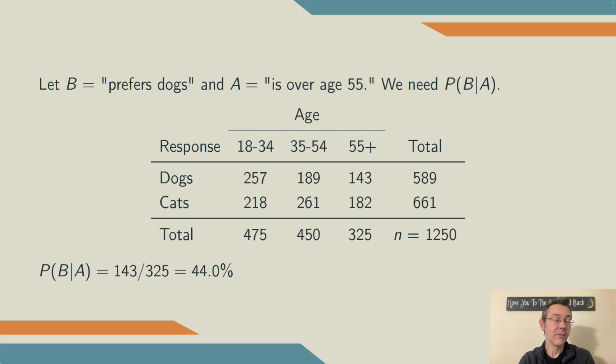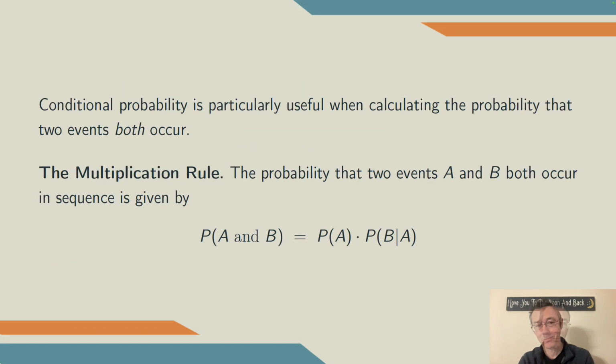So if B is the event that they prefer dogs and A is the event that they are over 55, we need the probability of B given A. So really we're just looking at the 55 plus column here. That's sort of our universe here, our sample space. And there are 143 people in that column that prefer dogs. Out of 325 total, it's about 44%.